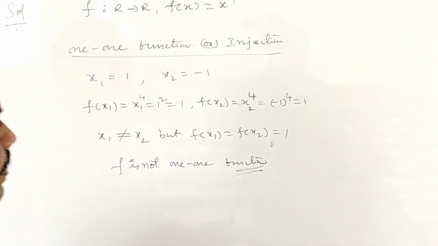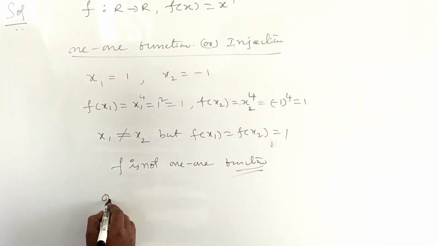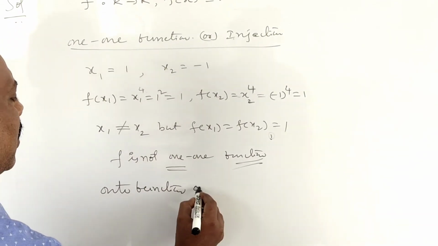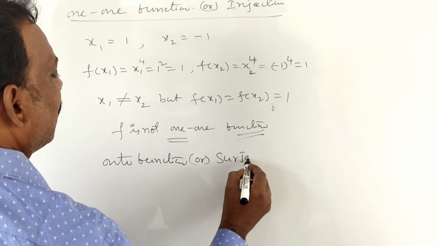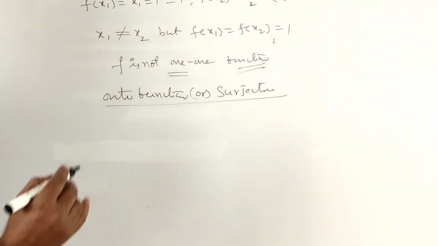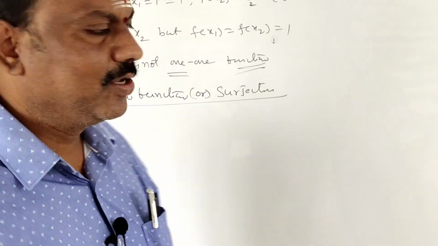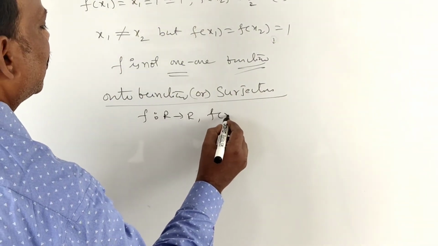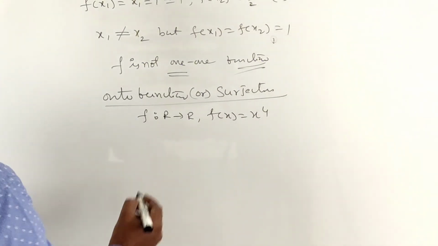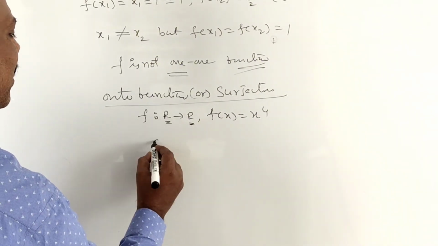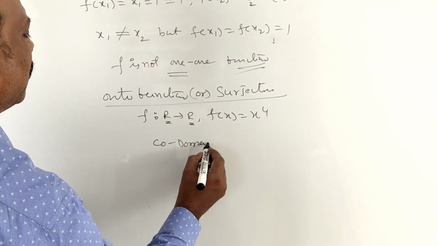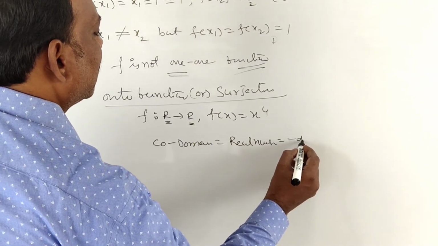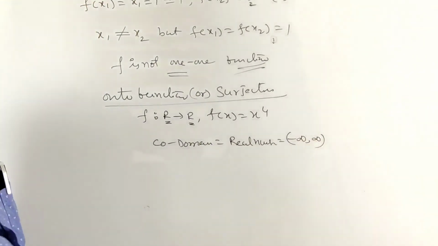Clear, students? Right. Now I want to check whether it is an onto function. Onto function or surjection. What is meant by an onto function? Simple definition: range is equal to codomain. So f is a mapping from R to R, f of x is equal to x power 4, students. R to R, this is the domain, this is the codomain. What is the codomain of this function? Codomain is equal to all real numbers. R means here real numbers. What are real numbers? Minus infinity to plus infinity, nothing but a number line.